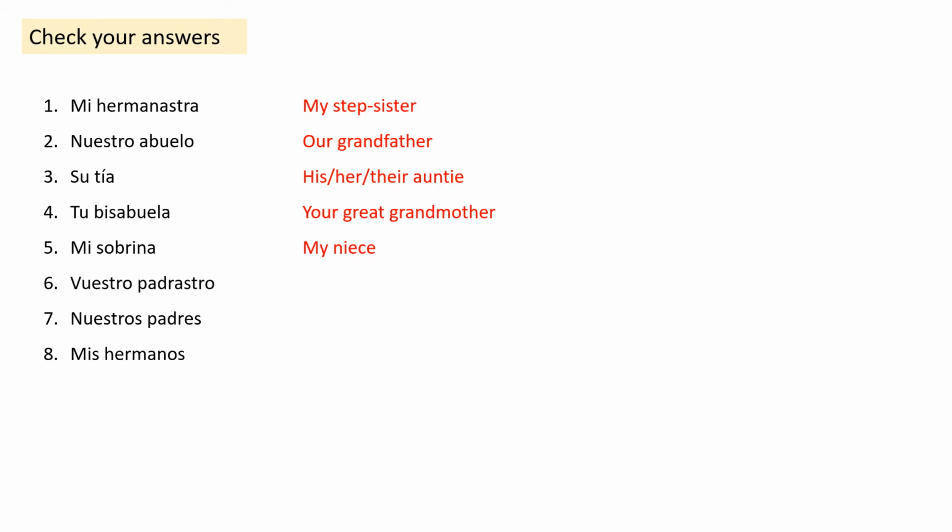5, mi sobrina, my niece. 6, vuestro padrastro. So vuestro is masculine and it matches padrastro, which is a masculine noun, and it's the plural, so it means your plural stepfather. 7, nuestros padres, our parents, so nuestros ending os because padres is masculine plural. And then número 8, mis hermanos, my brothers, or equally you can write my siblings.